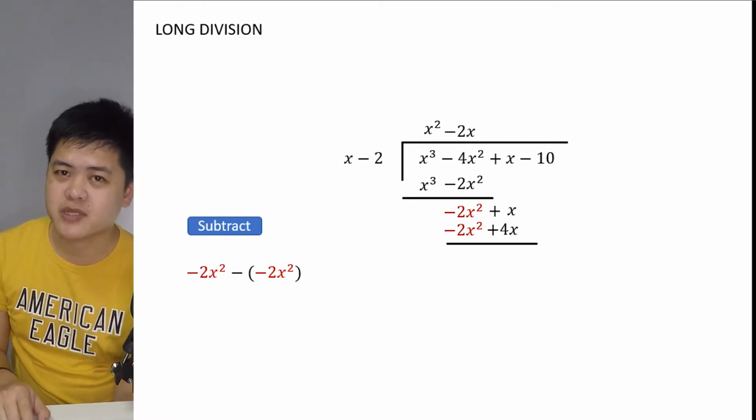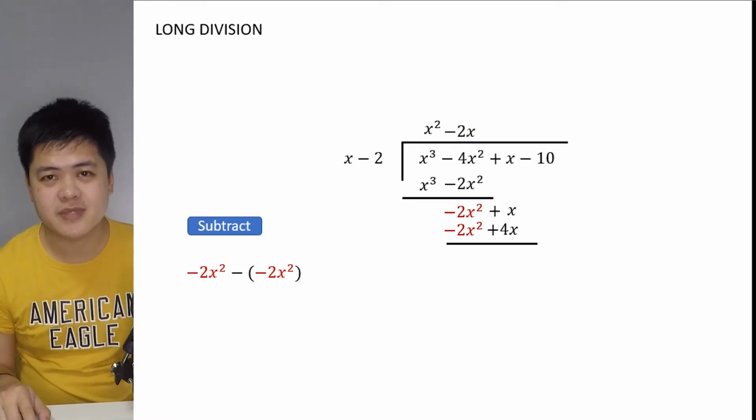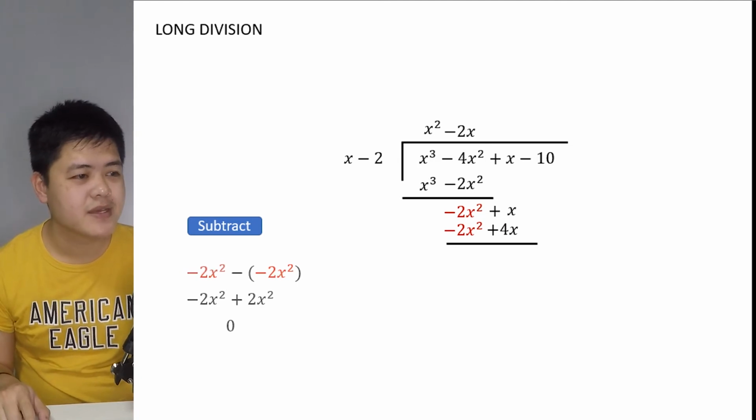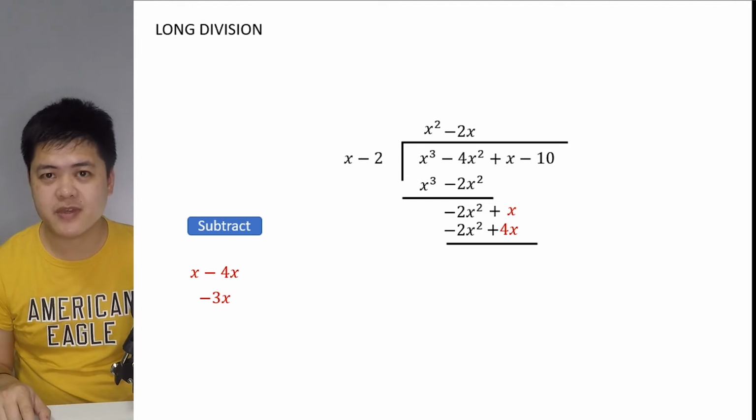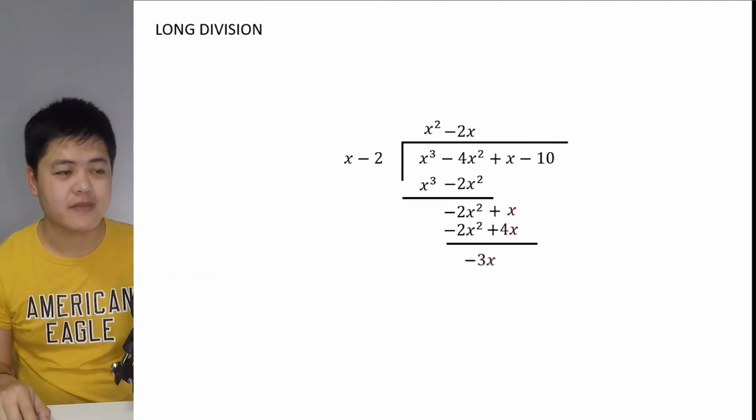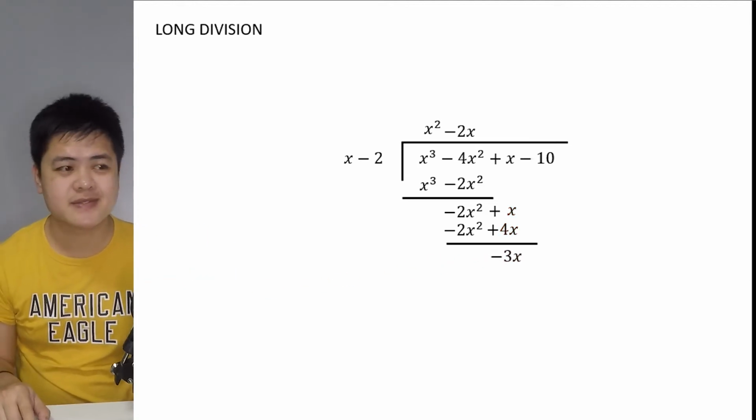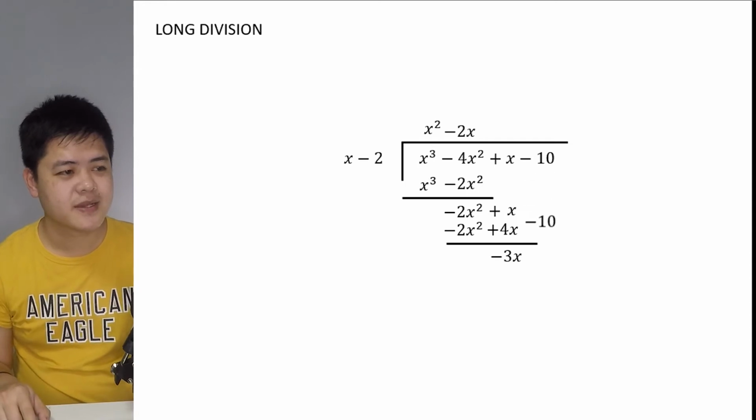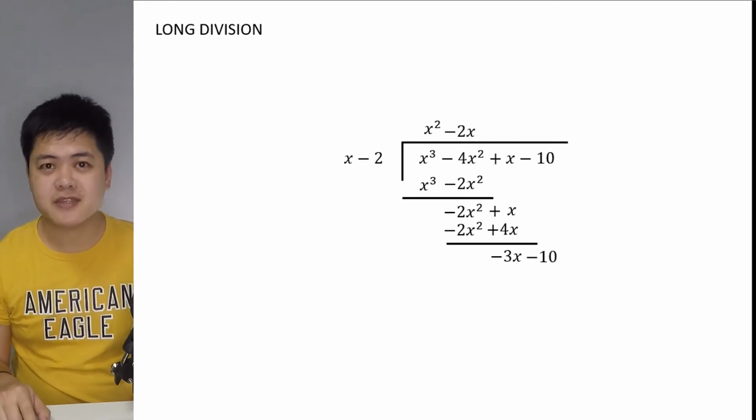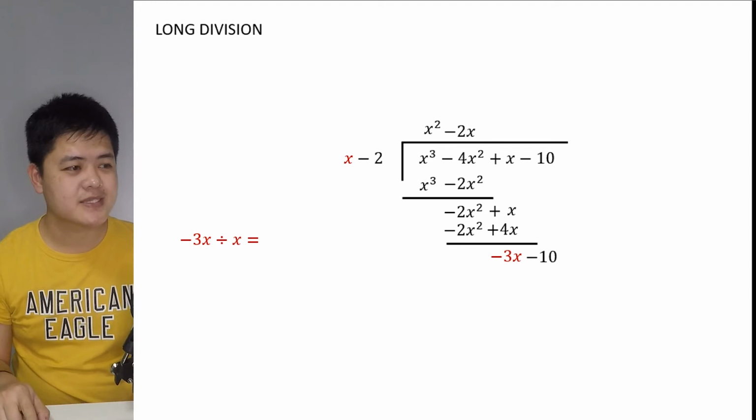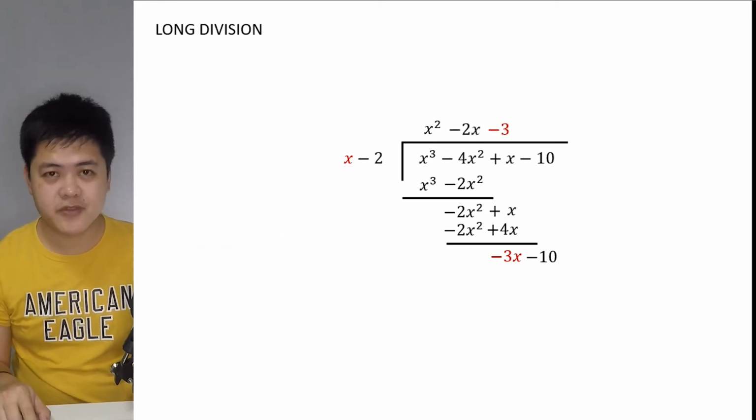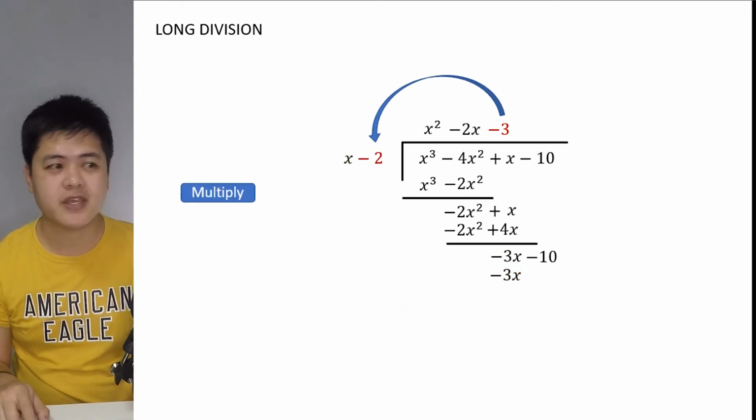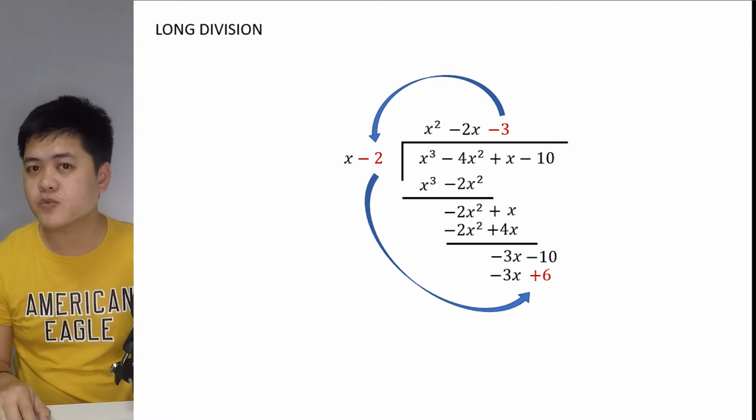So we'll have negative 2x squared minus negative 2x squared, that is 0, and x minus 4x, that will give us negative 3x. And then we bring down negative 10. And then negative 3x divided by x, that is negative 3. And then negative 3 times x, that's negative 3x, and negative 3 times negative 2, that is plus 6. And then we subtract again.